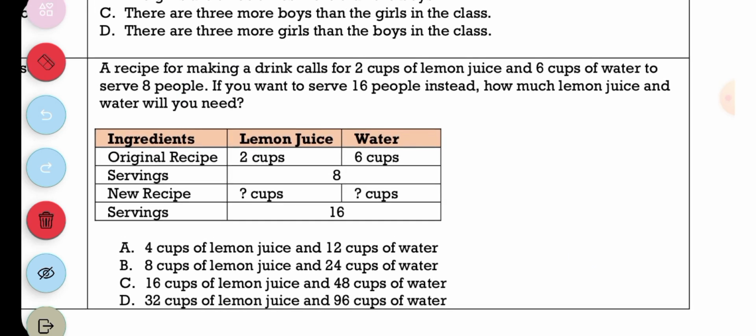So the next question, a recipe for making a drink calls for 2 cups of lemon juice and 6 cups of water to serve 8 people. If you want to serve 16 people instead, how much lemon juice and water will you need? So you need to double the cups of lemon juice and the cups of water if you double the people. So you're going to end up with 4 cups of lemon juice and 12 cups of water, which is A.